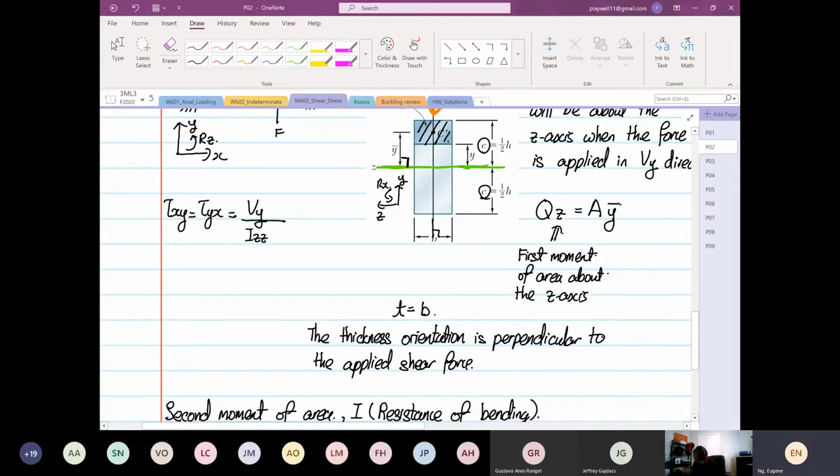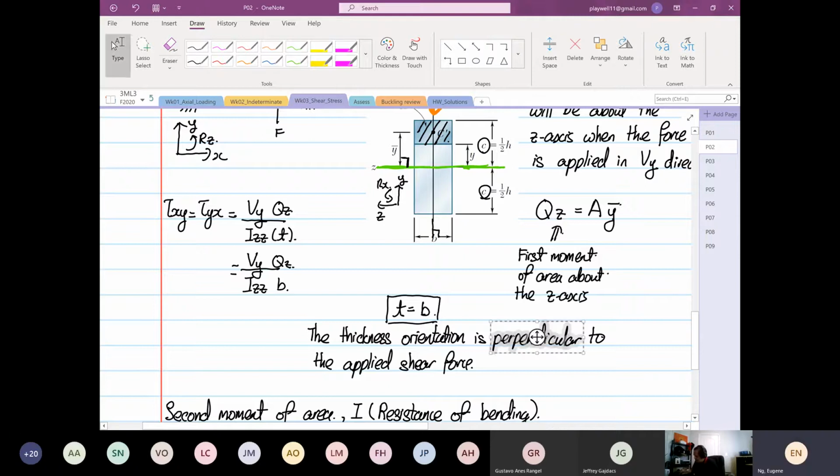Right? And the Q will be in QZ, and then we have to divide by our what? Thickness. Okay. So if you look at this, the trend is Vy divided by IZZ, QZ divided by T. T is whatever we have written down here for T. So to complete the formula, this will be equal to Vy over IZZ, QZ divided by B. Okay.